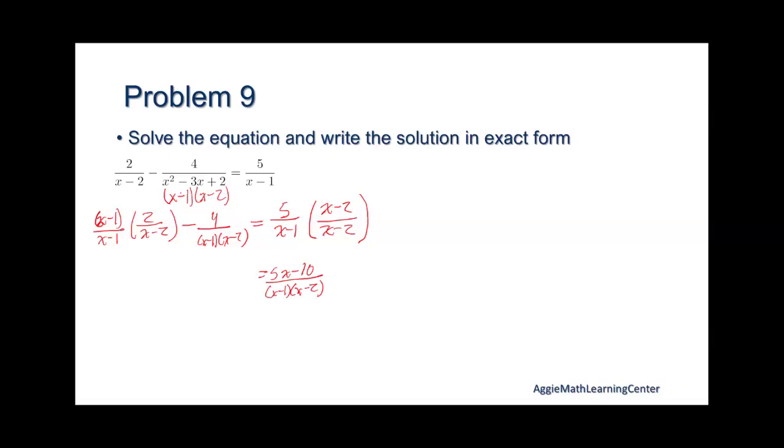And then for our first fraction, we get 2x minus 2 over x minus 1, x minus 2 minus 4 over x minus 1, x minus 2. All right, what do we do next? We can now subtract the 4 from the -2 because they have the same denominator now. Yes. And what do you get? 2x minus 6.